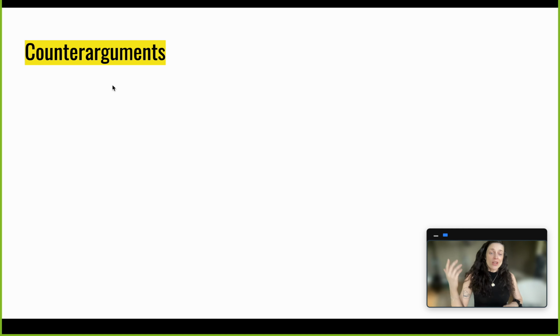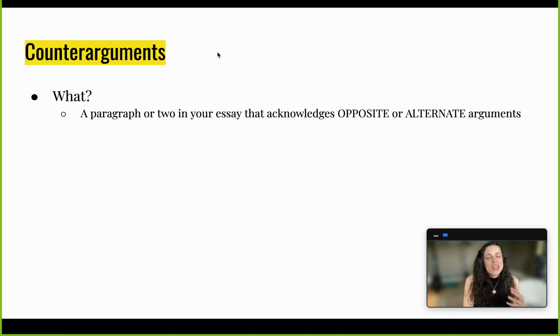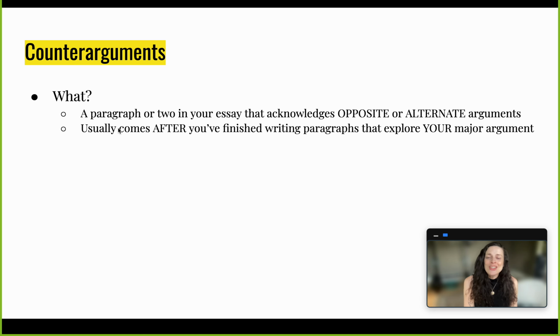So let's talk about counterarguments. You have your introduction, and then you have body paragraphs where you're making all of your points. And a counterargument is going to be one of, or fit into one of, those body paragraphs. So what is a counterargument? Well, it's going to be a paragraph or two, or a part of a paragraph in your essay that says, "I know that people might think differently than what I am writing about." You're acknowledging other opinions or other arguments. And usually it comes after you've written all of the paragraphs that explore your major points, and then you say, "Well, here's what some other people are going to say."